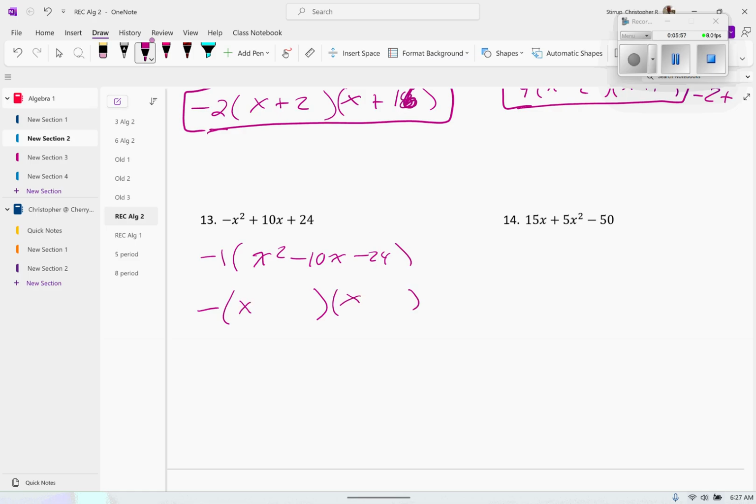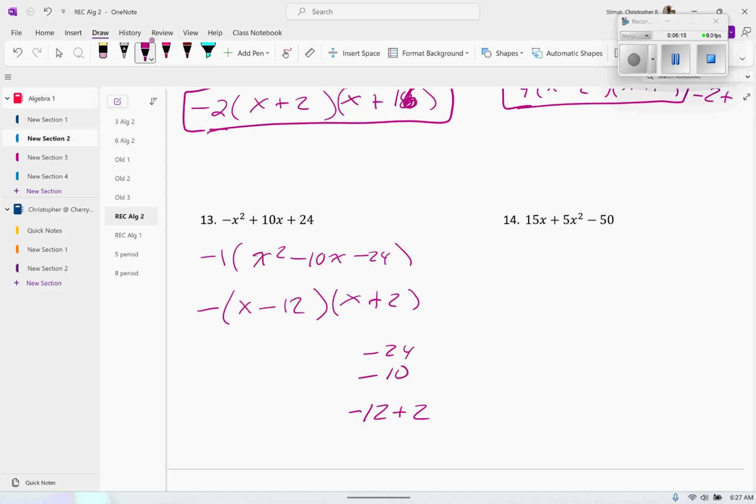What two numbers multiply to give me -24 and add to give me -10? And I would say -12 and +2. Those multiplied give me -24, add to give me -10. So plug those exact signs in just like that.